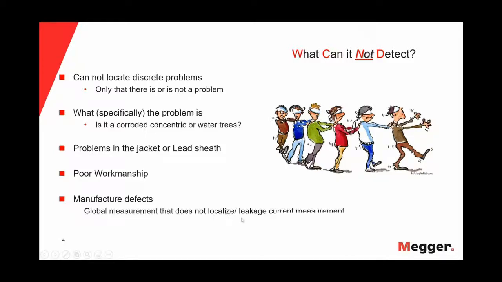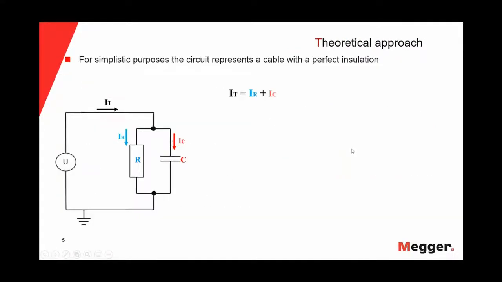Basically, this is a leakage current measurement. Not basically, but that's part of what it is doing here. The theoretical approach, for simplistic purposes, is that the circuit represents a cable with perfect insulation. If you look here, let me get into my animation.